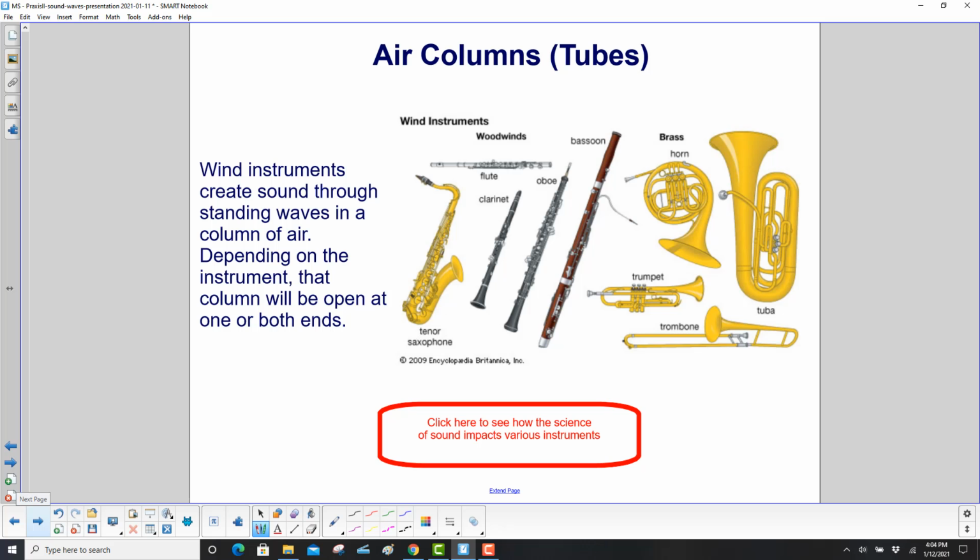Now we're going to talk about air columns, which are found in tubes, and differently shaped tubes here. Wind instruments create sound through standing waves in a column of air. Depending on the instrument, that column will be open at one or both ends. Okay, here's a bassoon. It looks like it's open at both ends. And clarinet, open at this end, closed at that end.